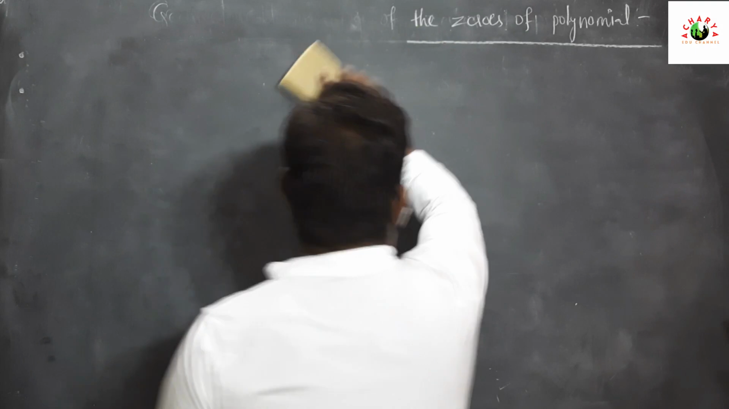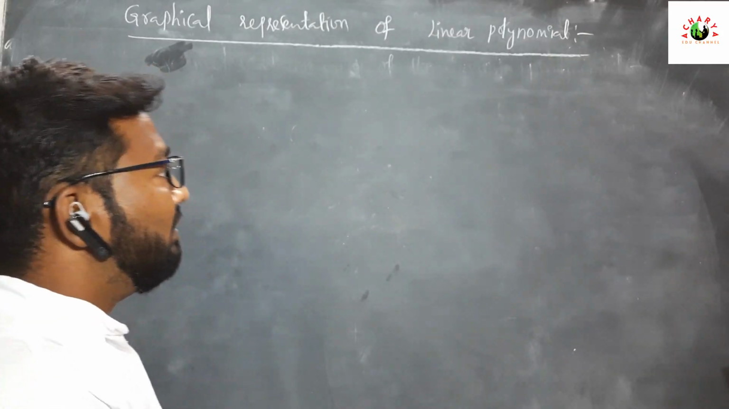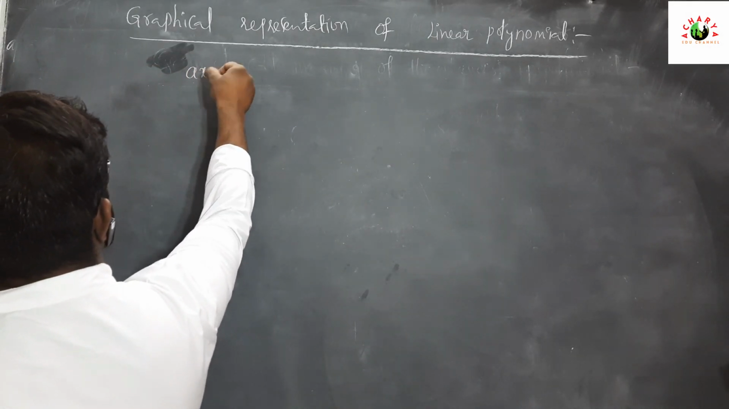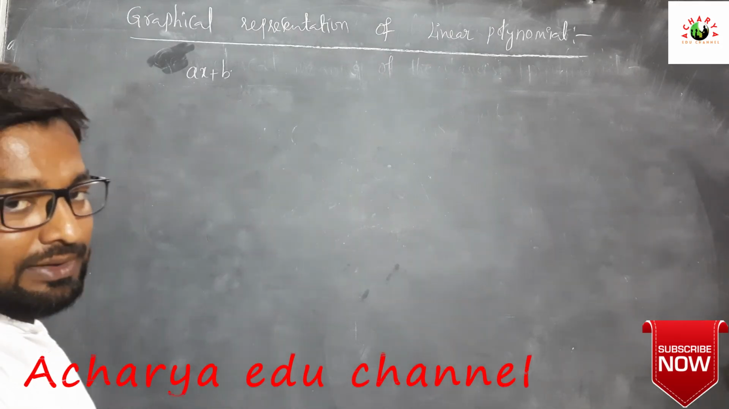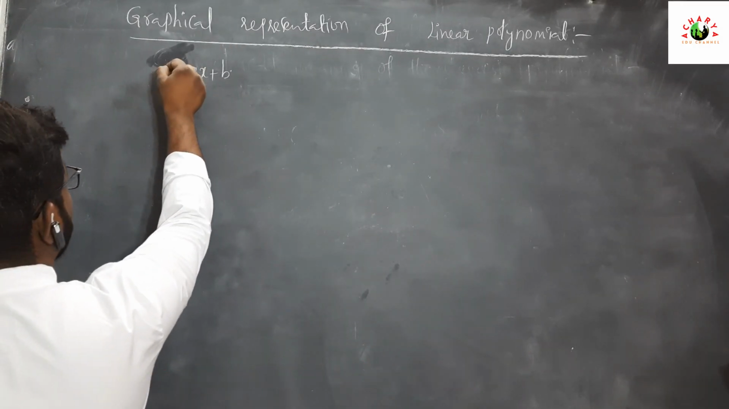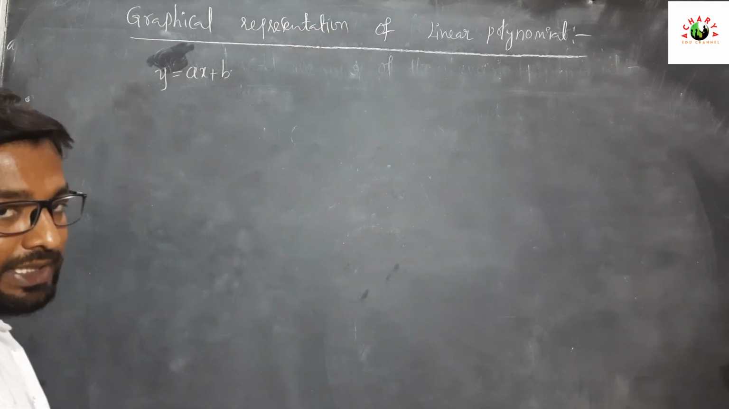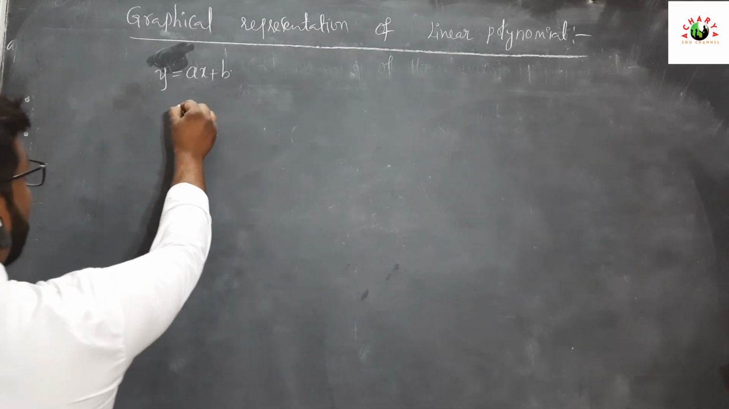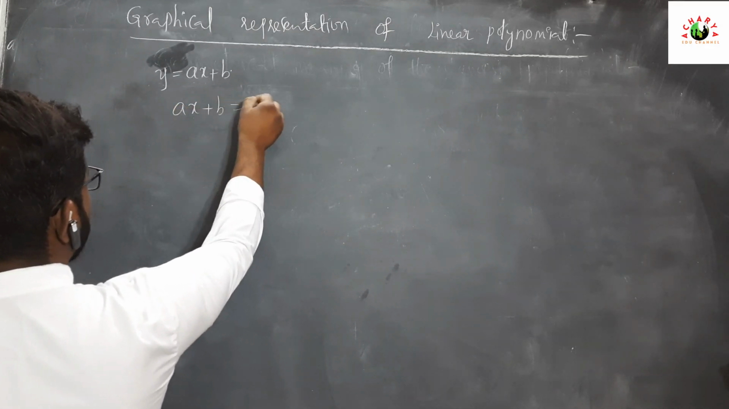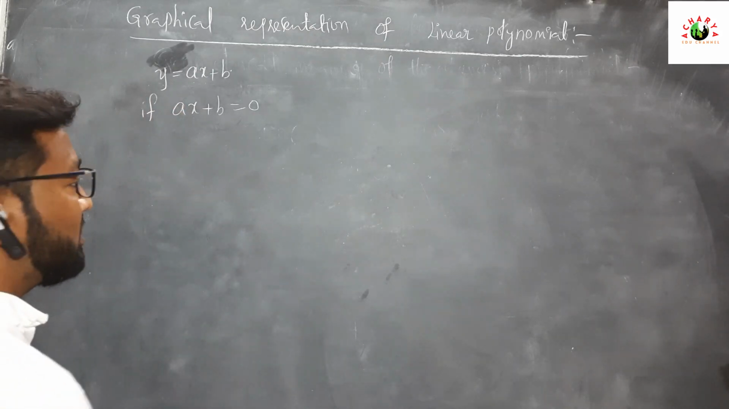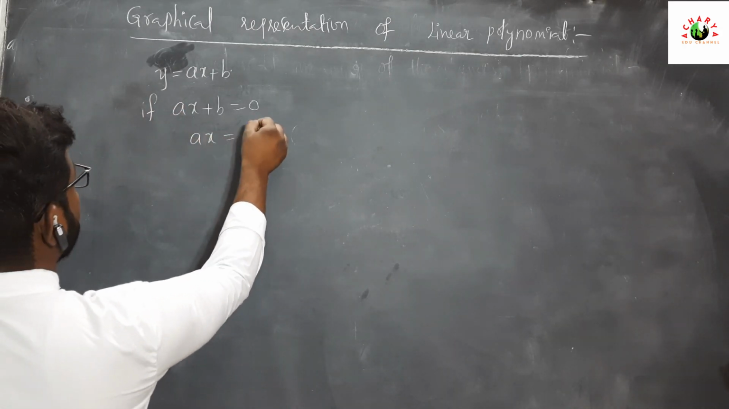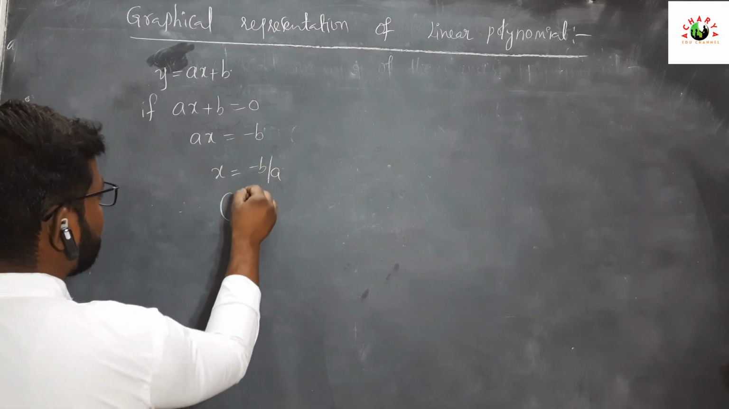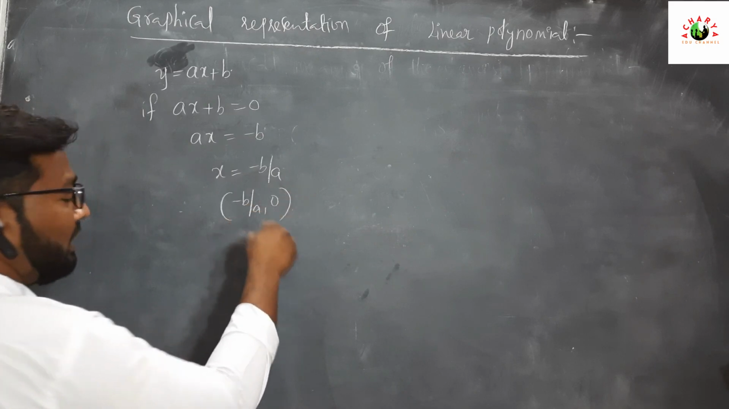Graphical representation of a linear polynomial. We already know the general form of a linear polynomial is ax plus b, which we can write as y equal to ax plus b. Then what is the zero of this linear polynomial? If ax plus b equal to 0, then ax is equal to minus b, then x is equal to minus b by a. So the point is minus b by a comma 0 on the graph.